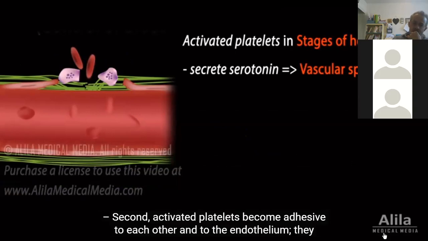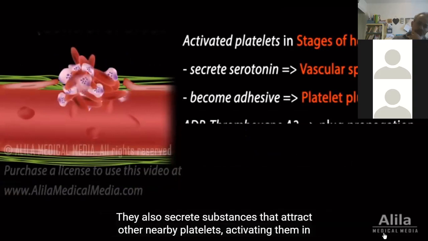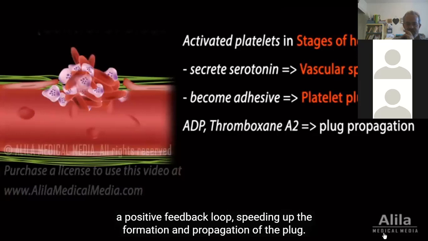Second, activated platelets become adhesive to each other and to the endothelium. They clump together, forming a platelet plug. They also secrete substances that attract other nearby platelets, activating them in a positive feedback loop, speeding up the formation and propagation of the plug.